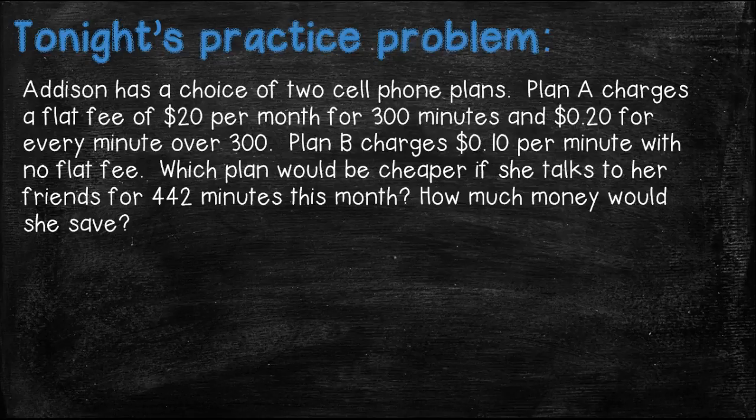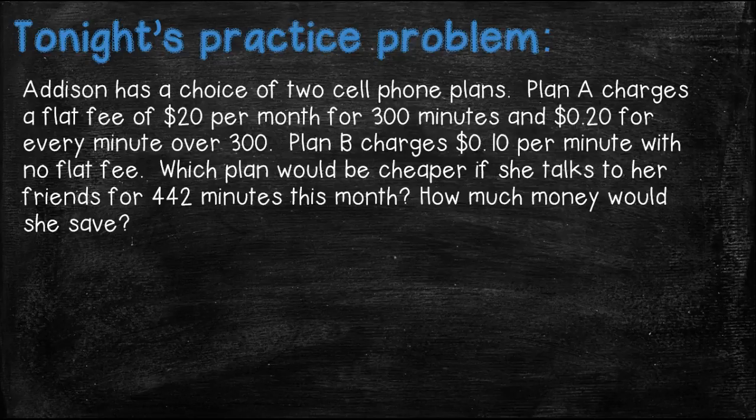Addison has a choice of 2 cell phone plans. Plan A will charge her a flat fee of $20 per month for 300 minutes and 20 cents for every minute over 300. Plan B just charges her 10 cents per minute with no flat fee. So which plan would be cheaper if she talks to her friends for 442 minutes this month? That's question number 1. Question number 2 is, how much money would she save?